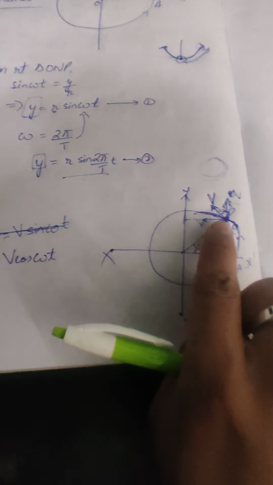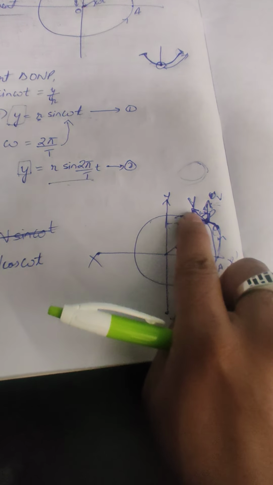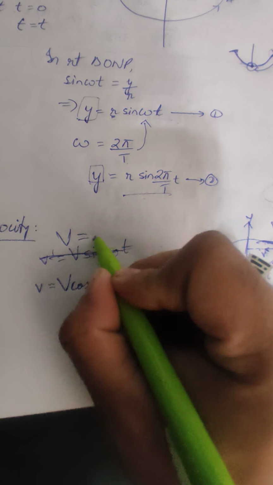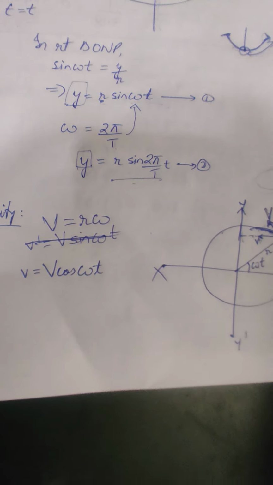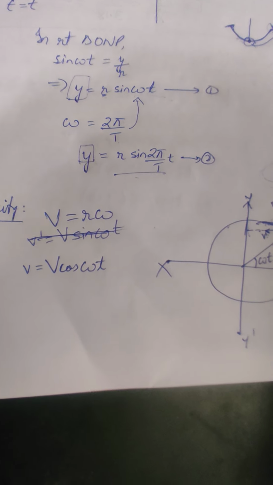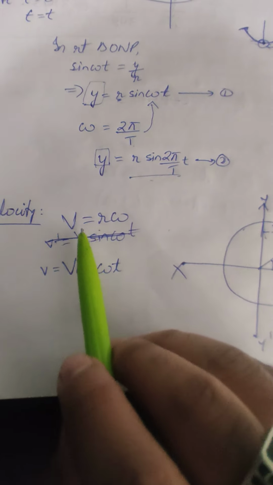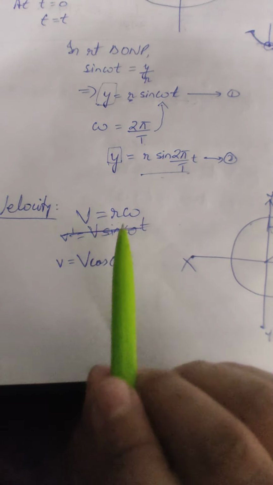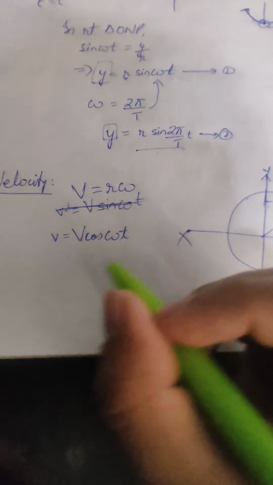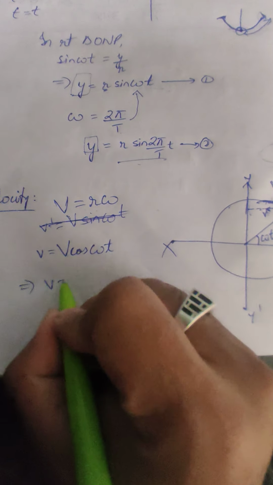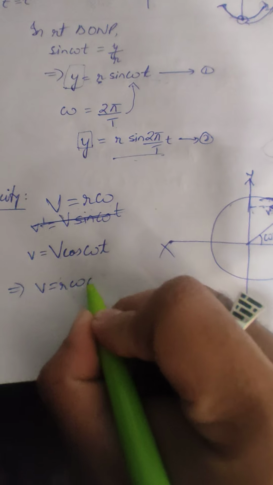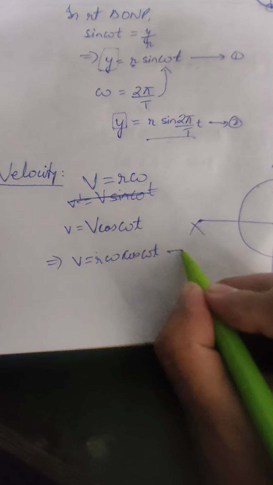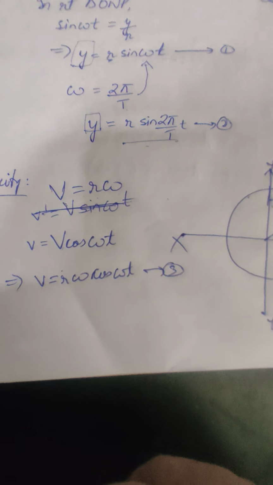Now before that, what is linear velocity? Linear velocity, we studied in first term, is r omega, okay. If you look back at your first term notes, you will see linear velocity is equal to r omega. So if we use this r omega in this equation, we will have v equals r omega cos omega t, okay. We'll call this equation 3.